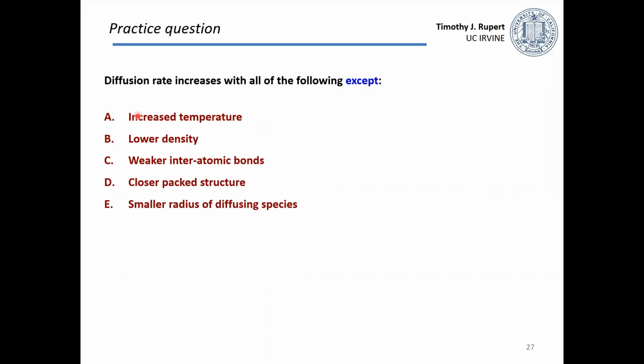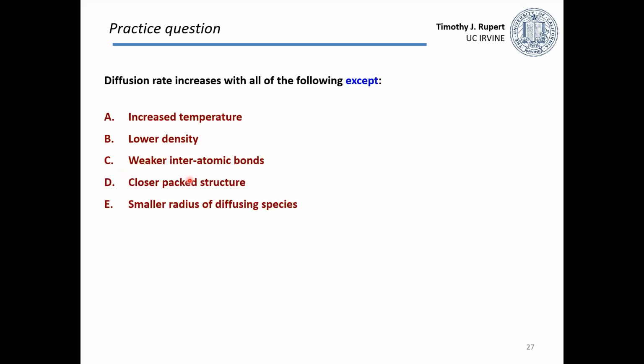That's not our answer. Lower density. Well, we mentioned that diffusion happens when atoms jump around, and that's easier with open space. So if my density is lower, it's easier for that diffusion to happen, okay? That one's not the answer. Weaker atomic bonds. Well, I just showed you that stronger bonds lead to slower diffusion. Okay, so that one's not the answer.